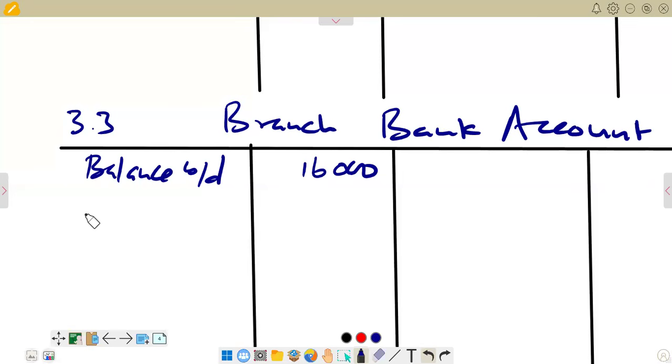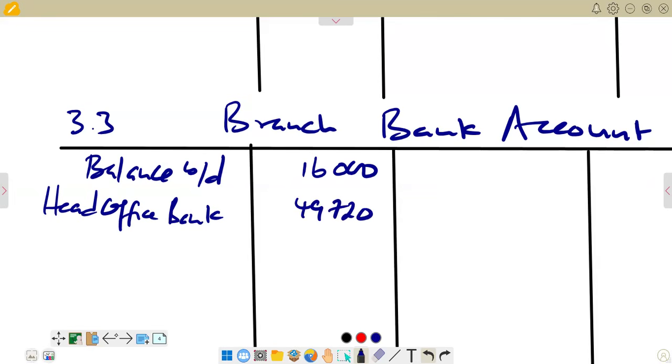So we are going back there to look for that account, which is the branch bank account. On the debit side of the bank, we have our head office bank account, head office bank, and then we put our amount, which is 49,720. Then we are only going to enter that entry. Then we go to check the next transaction.